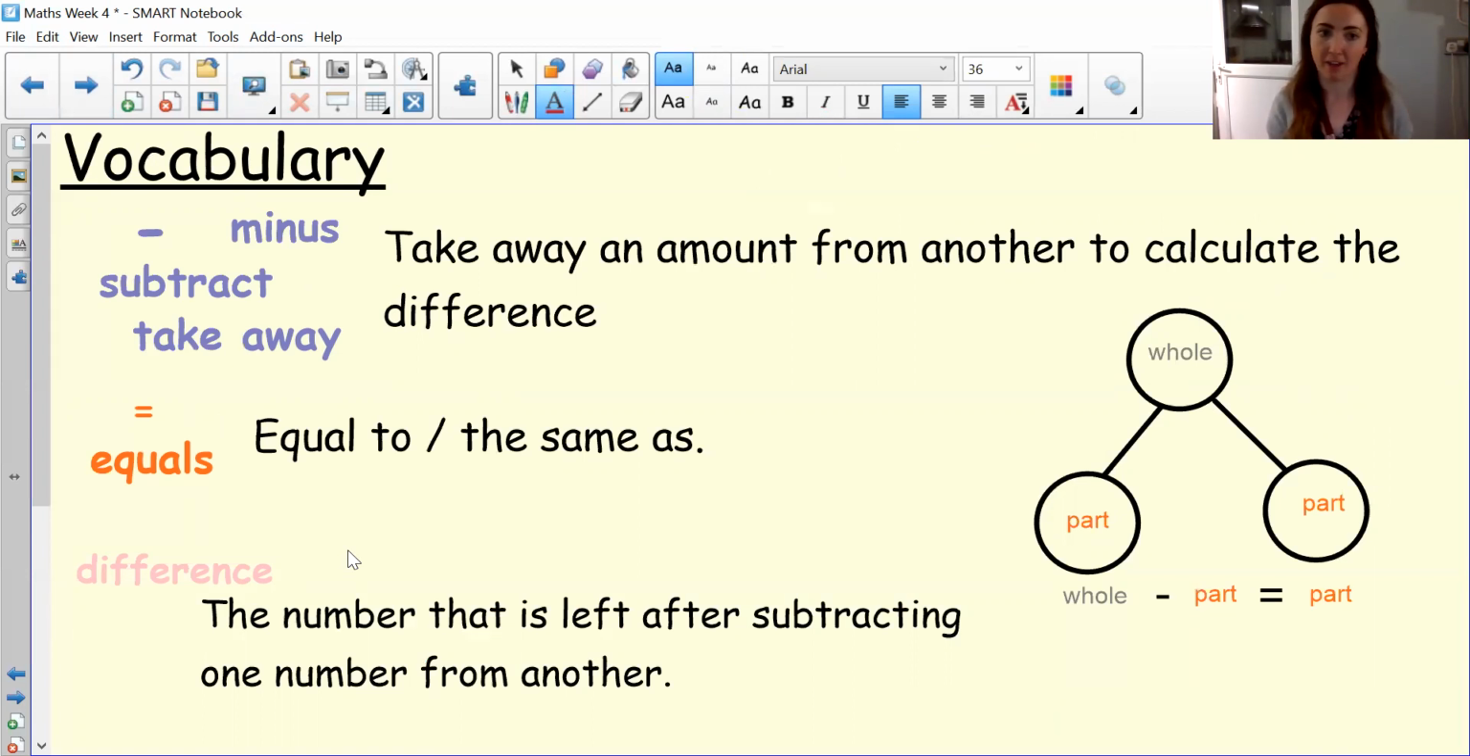And here's our part whole model. The whole number's always in the same place. The parts are always in the same place. But the only difference is that when we're subtracting, we start with the whole number and take away a part to find the other part. Whereas when we add, we start with a part, add another part to find the whole number.